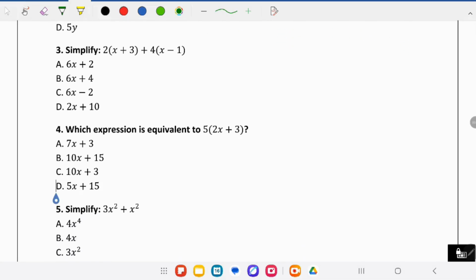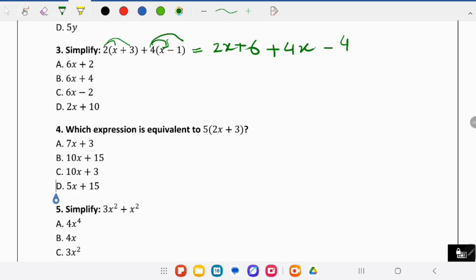The third one is 2 bracket x plus 3 plus 4 bracket x minus 1. So I'm going to distribute here this 2 and 4 inside the bracket. So 2 times x is 2x plus 2 times 3 is 6 plus 4 times x is 4x and minus, plus minus is minus, 4 times negative 1 is negative 4.